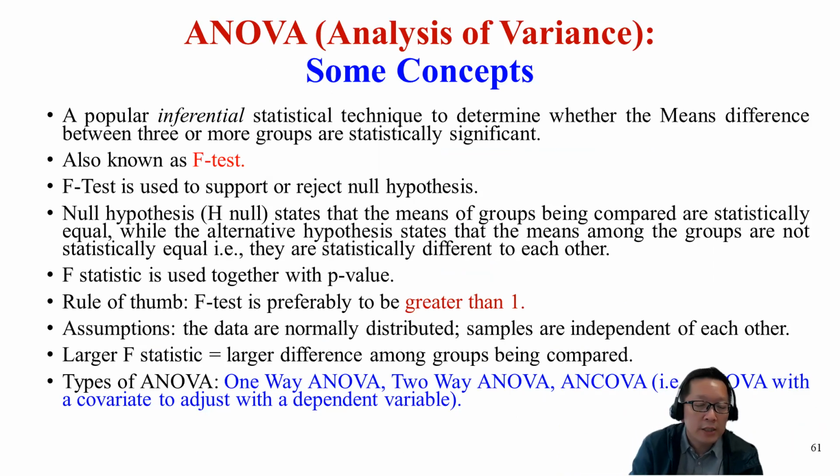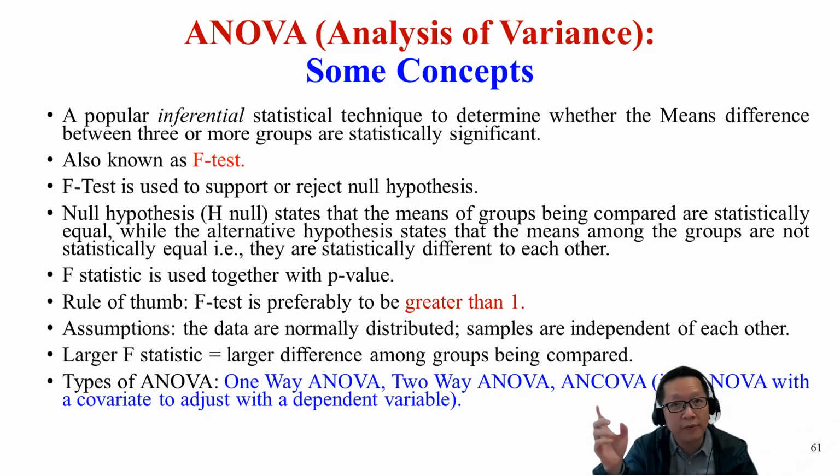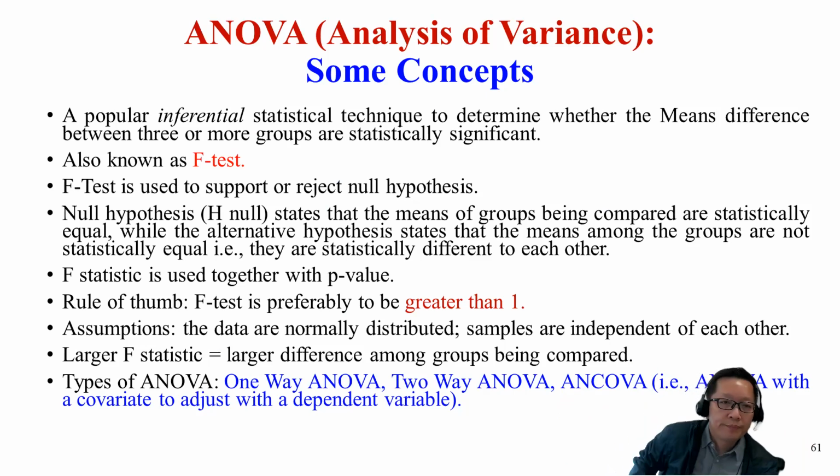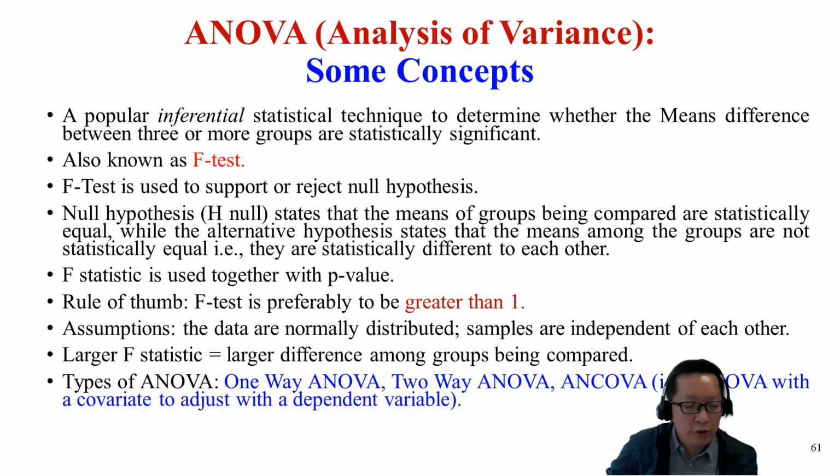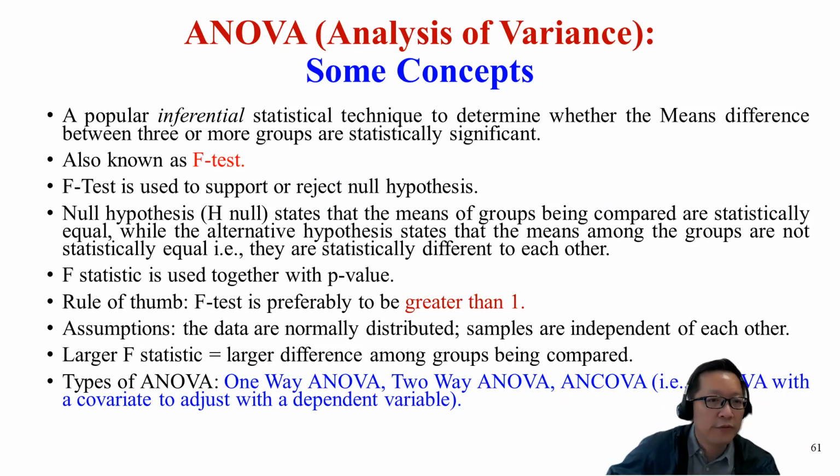Now, ANOVA is also known as the F-test. Remember when you did the lecture on regression, you also had an F-test, the ANOVA table. So it's very similar to this one. Actually, the test is exactly the same. It was developed by Fisher. He's a very famous statistician, Fisher.